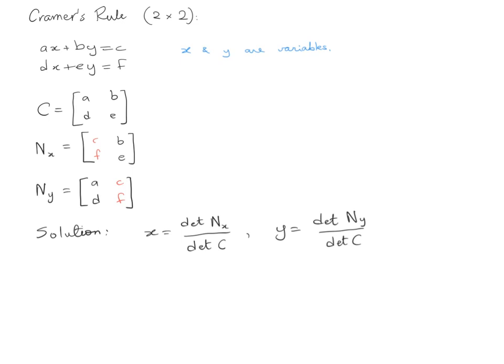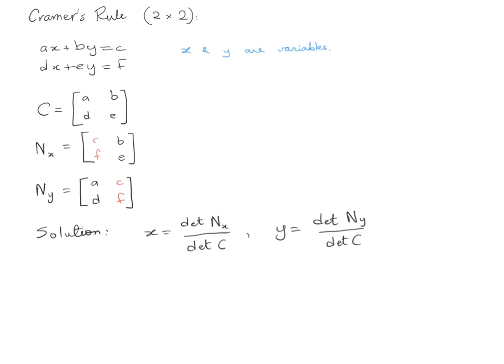For Cramer's rule, what you do is you make three different matrices. The first matrix is going to be called the coefficient matrix, or C, and basically it's just the matrix made up of the coefficients. Now you've seen that before when we were trying to use inverses to solve matrices. So the A, B, D, E coefficients become the coefficient matrix.